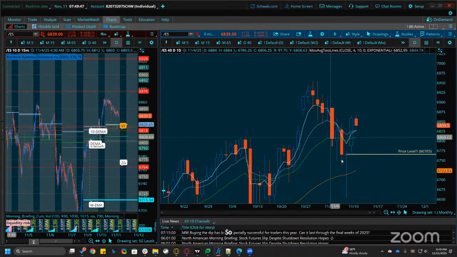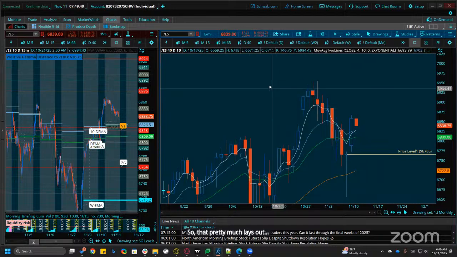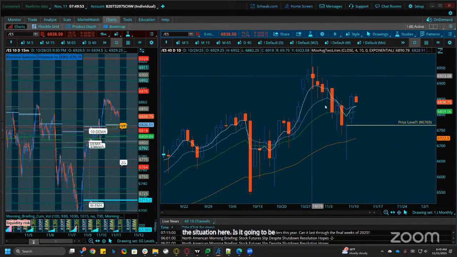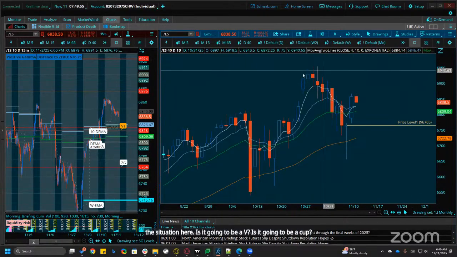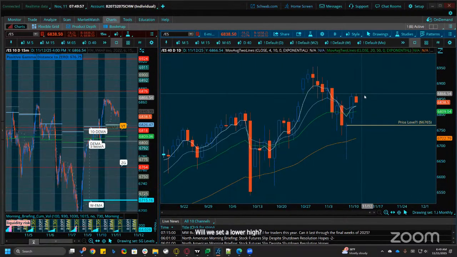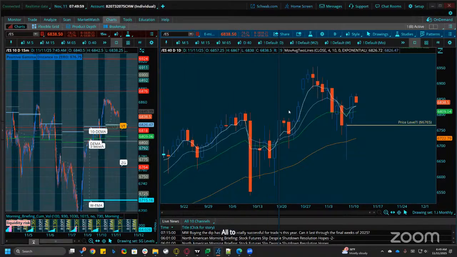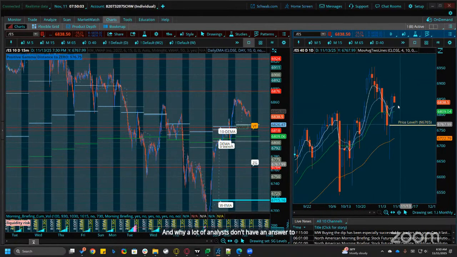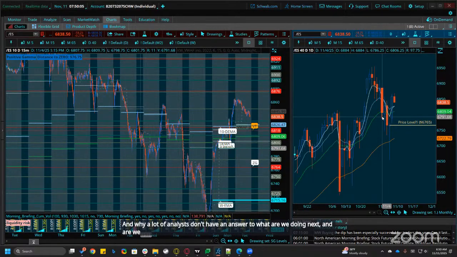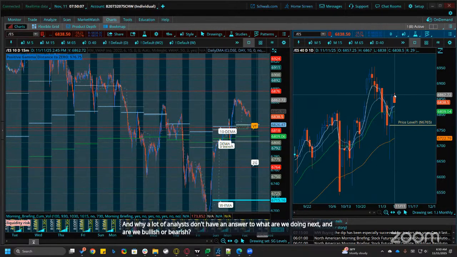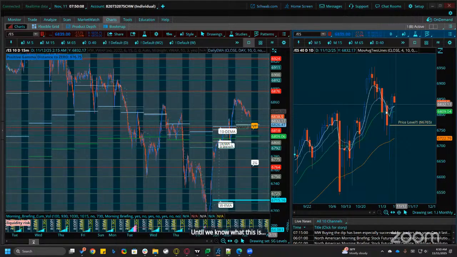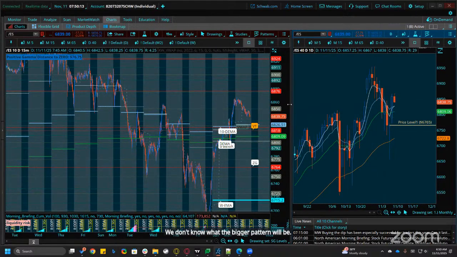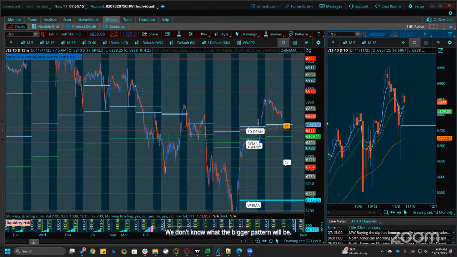So that pretty much lays out the situation here. Is it going to be a V? Is it going to be a cup? Will we set a lower high? All to be determined. And that's why a lot of analysts don't have an answer to what are we doing next and are we bullish or bearish? Until we know what this is, we don't know what the bigger pattern will be. So you got to bring in all the other stuff.